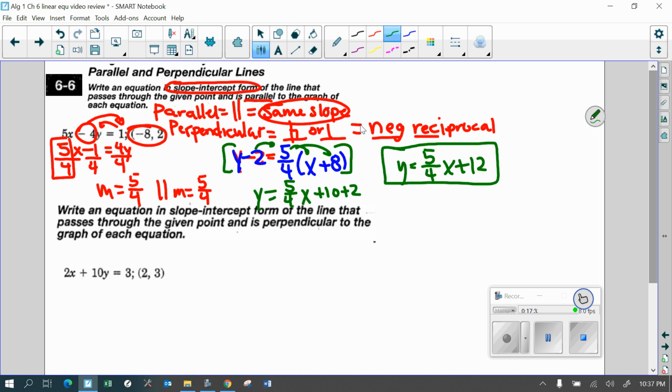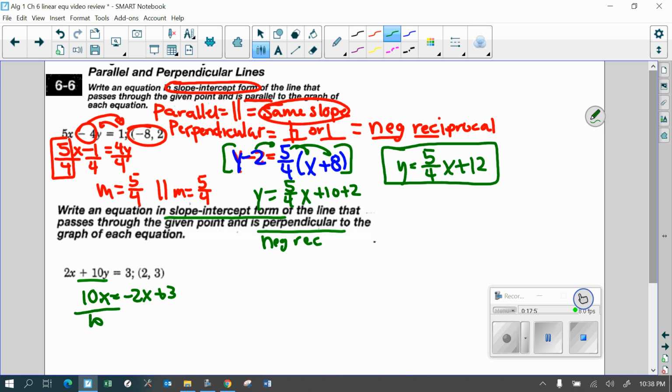Okay, writing equation in slope-intercept form, just like we did before. This time it's perpendicular. So that means negative reciprocal. Write it down right below it, negative reciprocal, so you don't forget. So I need to solve for y. The y is positive, so I'm leaving it there, so I'm moving the 2x across. So it becomes negative 2x plus 3.